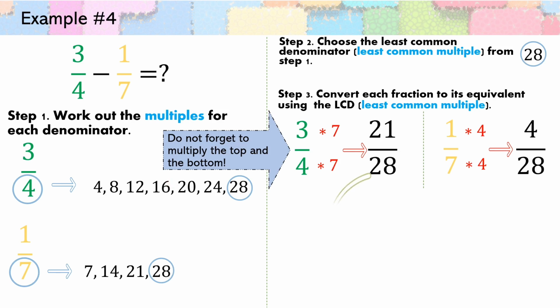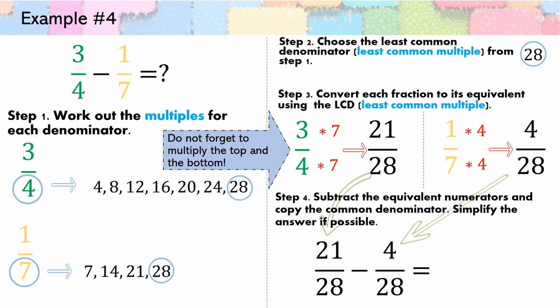Step 4. So we're going to copy the equivalent fractions and then perform the operation. That is 21 minus 4 is 17. Then copy the common denominator. So the difference is 17 over 28.